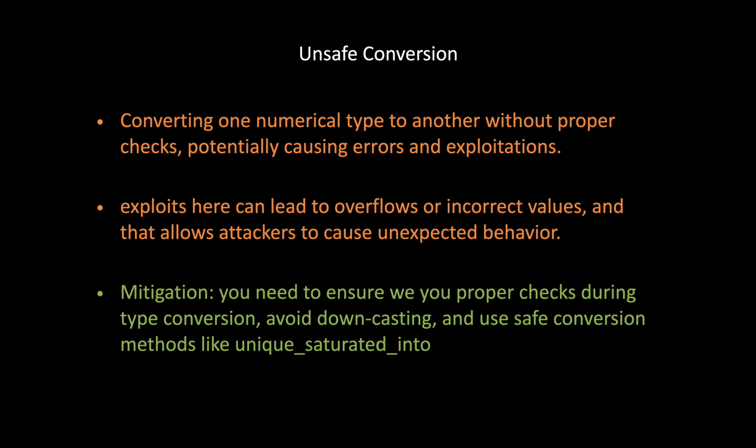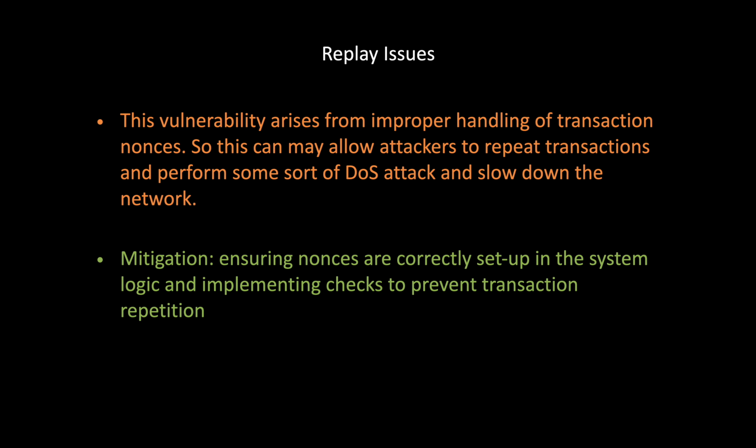So we have unsafe conversion, similar to arithmetic errors. It happens mostly when we have downcasting. We have a numerical type and we try to convert this type to another one without proper checks. Sometimes it can lead to overflow or inaccurate values, and attackers can take advantage of that, like the previous one. So we need to have a proper algorithm here. We need to avoid downcasting and use safe conversion methods like unique_saturated_into in our Substrate code.